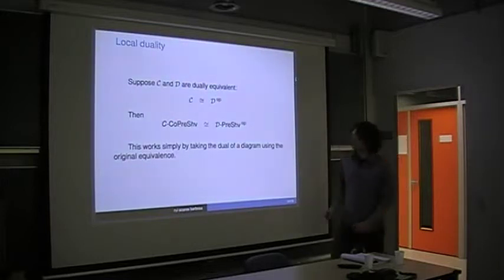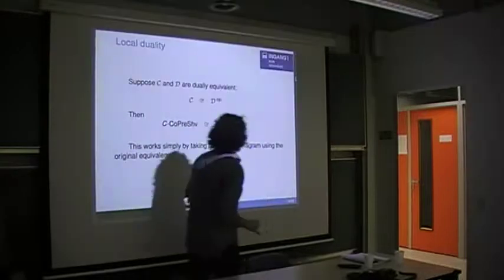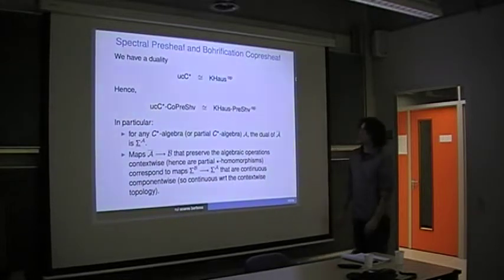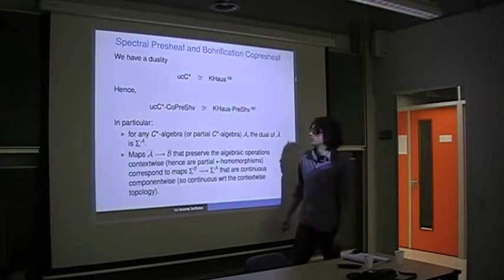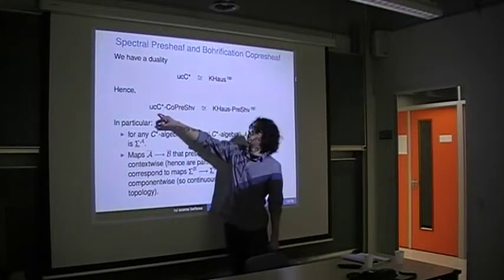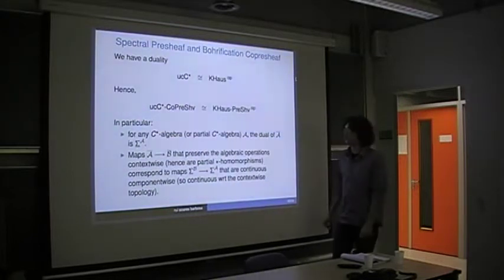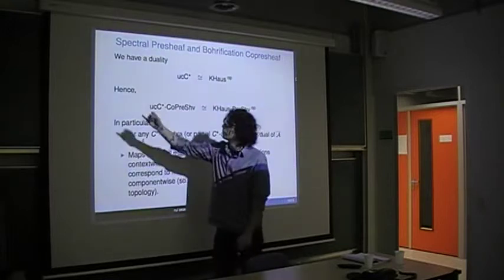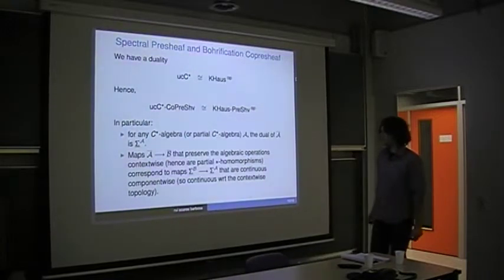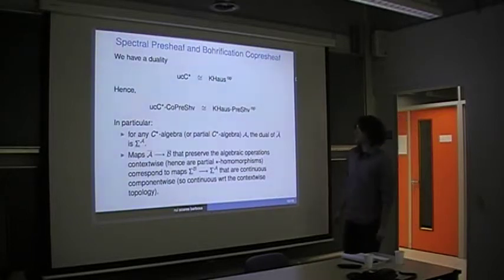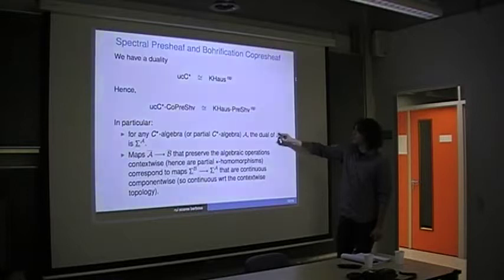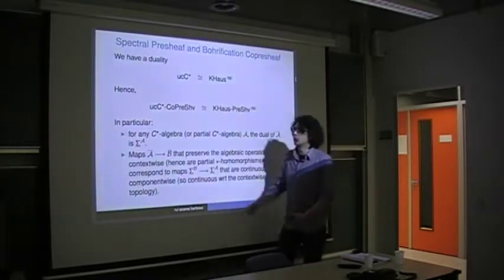And in particular, in our case, we have this duality between unital commutative C-star algebras and compact Hausdorff spaces. So we also have a duality between co-presheaves valued in unital commutative C-star algebras, which is the case of this Bohr co-presheaf, and presheaves valued in compact Hausdorff spaces, which is the case of the spectral presheaf, with the maps like that over there. And so for any C-star algebra, by this duality, obviously the Bohrification co-presheaf will correspond to this spectral presheaf.